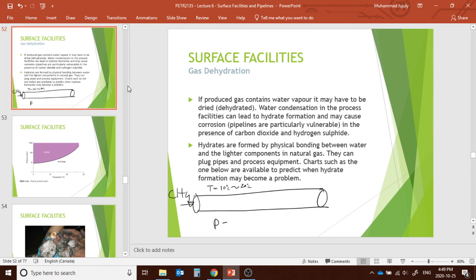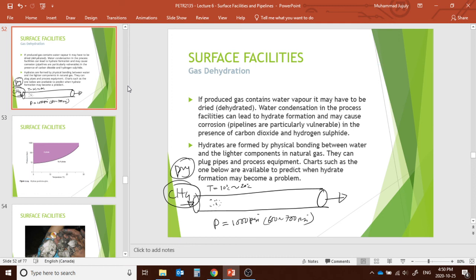But the pressure is sometimes very high. It could be as high as 1000 psi sometimes. In most cases it's 600 to 700 psi, but sometimes it can go way higher. Now if the methane is dry, meaning there is no water at all, then it's fine. But in some cases we cannot completely dry the methane. So there could be some water particles in here.